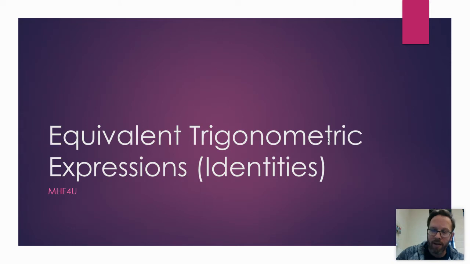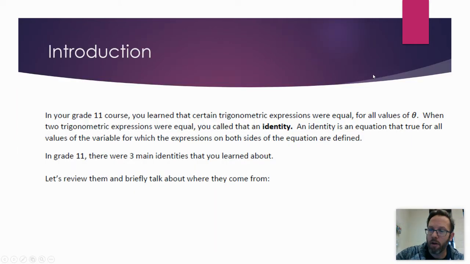So yeah, we're talking about identities today. Let's get started. In your grade 11 course, normally towards the end of your trigonometry unit, you learned certain trigonometric expressions were equal, and they were equal no matter what you plugged in for theta. And we called this situation where you have two trig expressions that are equal an identity. It's an equation that's true for all values of the variable, except where one of the sides might be undefined, but it's true for every value of the variable.